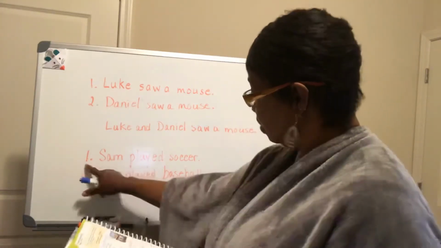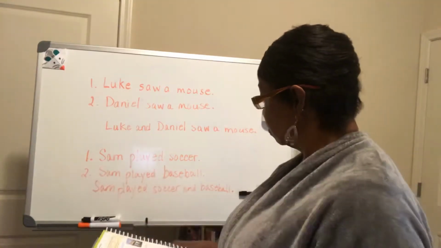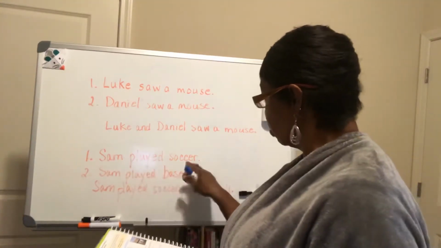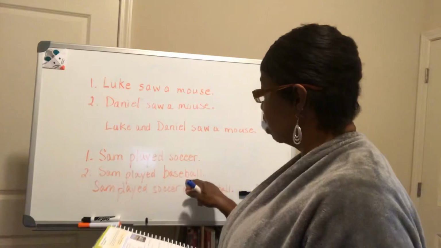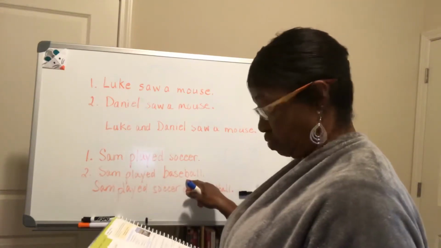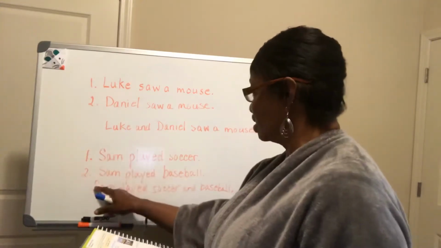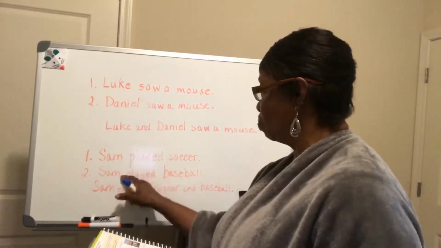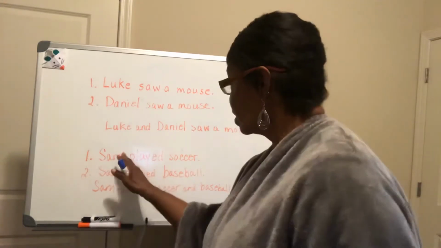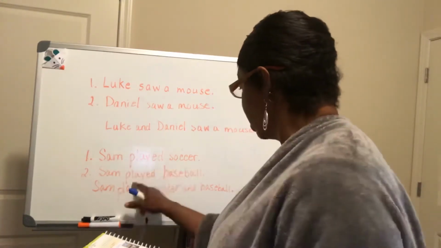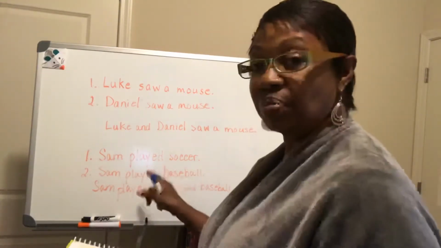what is the same in these two sentences? They both played soccer. I'm sorry, that's not correct. In these two sentences, they are both the same people. The same people played soccer and played baseball.